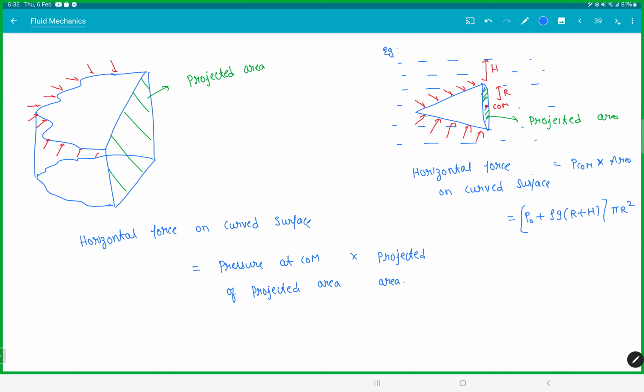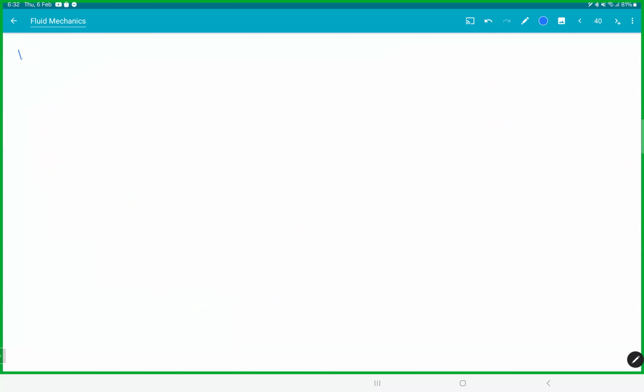Any doubts on this? Y direction, that we don't consider. That's why I said, I wrote specifically horizontal force. This will only give you the horizontal force. For the Y direction there is a way. We'll see. So let's see a question based on this.